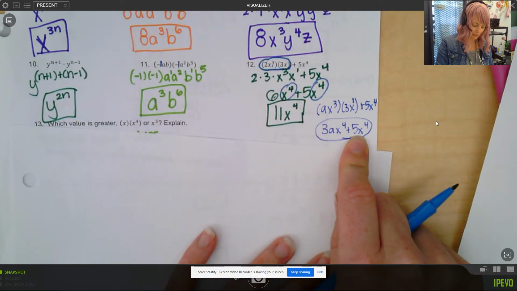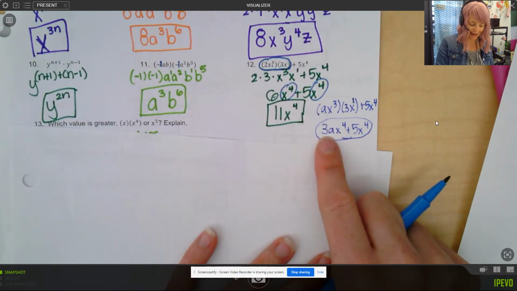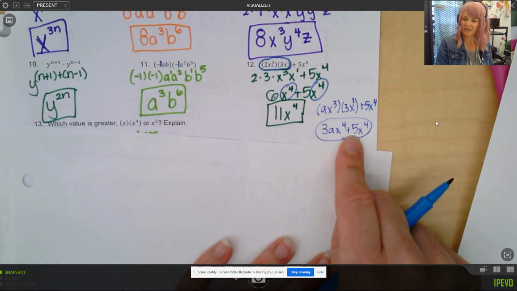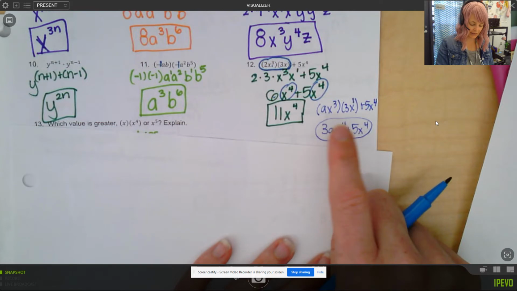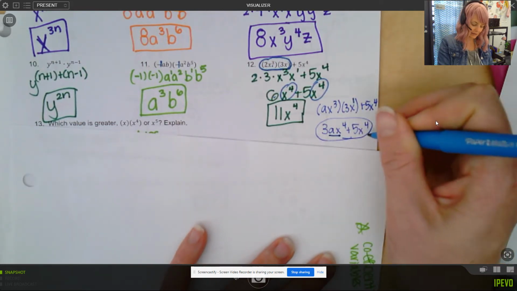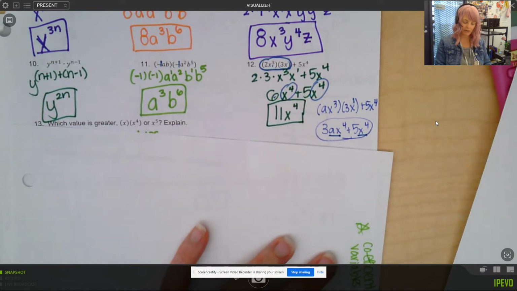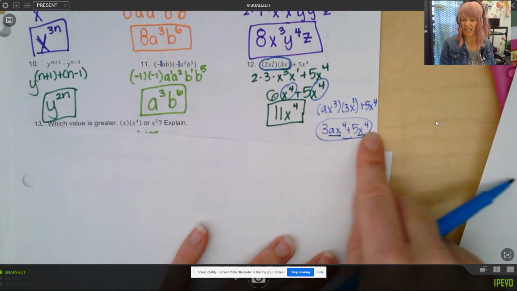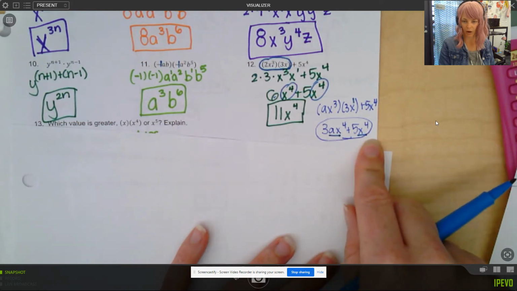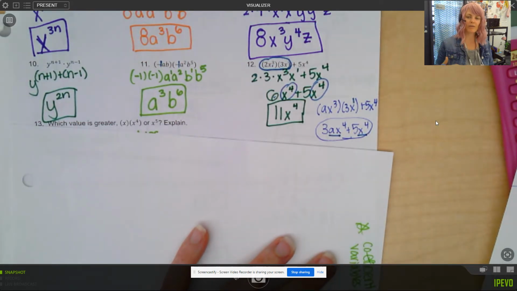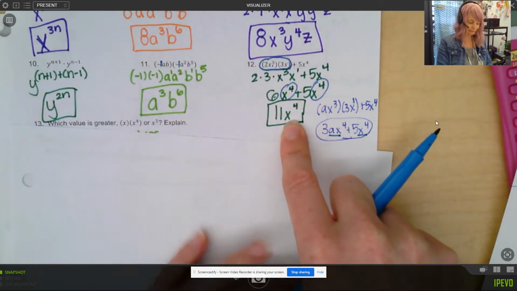And from here, you can't really add 3a and 5. You wouldn't be able to add them here because you have this extra variable. This ax is not the same as x to the 4th. Ax to the 4th is not the same as x to the 4th. I can't say this is 8ax to the fourth. I'm just kind of stuck here. This is as far as you could go for this problem. So just be aware of, do you have like terms or do you not? If you have like terms, go ahead and add them.